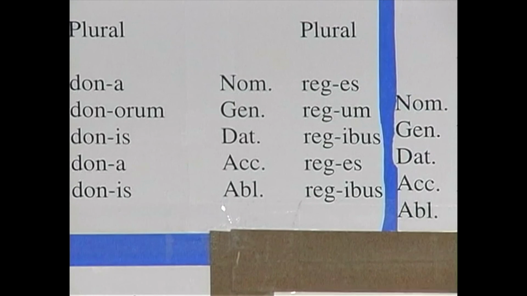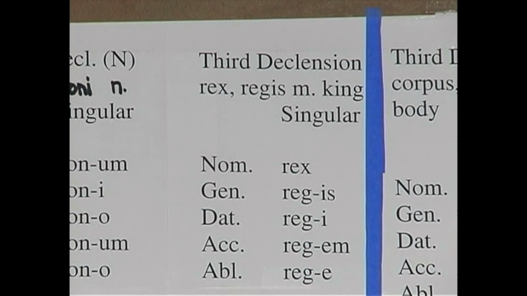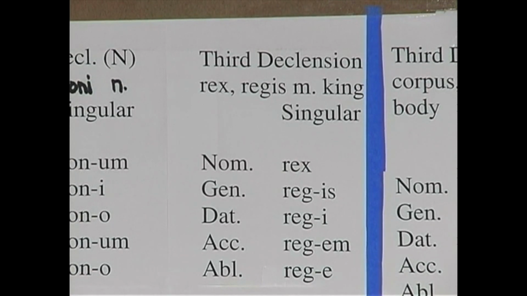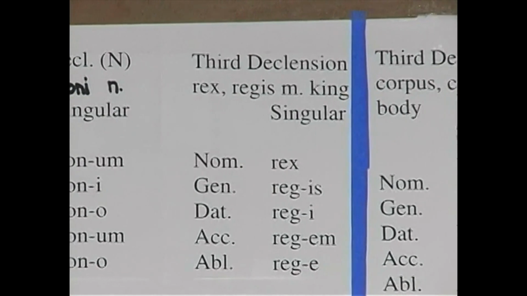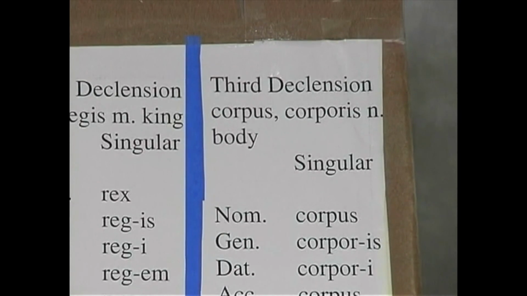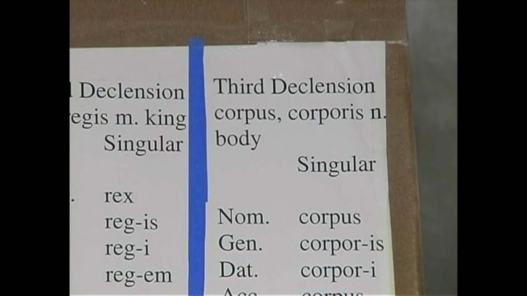The third declension also has neuter nouns, just like the second declension. First declension has no neuter nouns, but the second and the third do, as does the fourth declension. Our model noun for the third declension neuter will be corpus, corporis, neuter, body. Please repeat. Corpus, corporis, neuter, body.